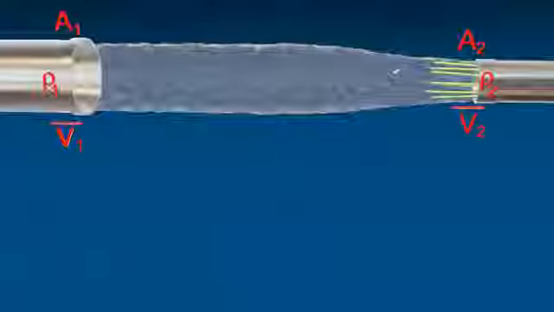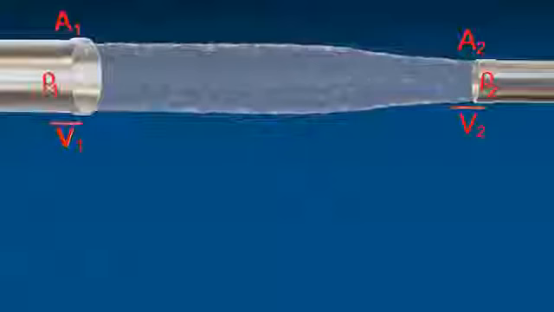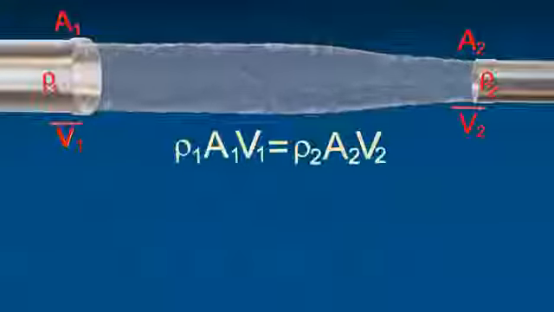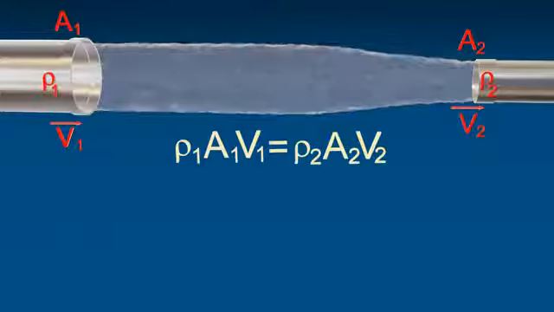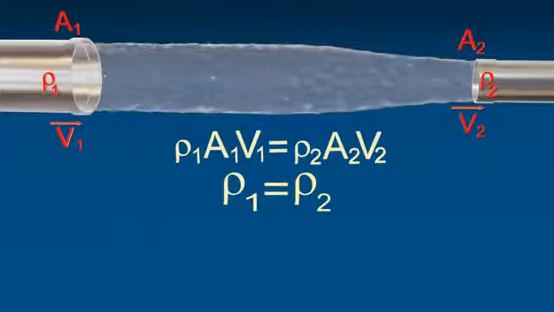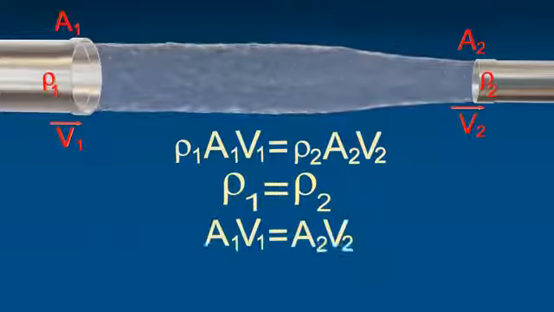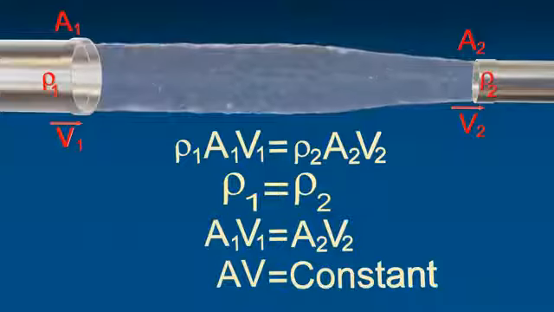Assuming there is no loss of fluid in the tube, that is, for an ideal fluid, therefore, the two are equal, or AV equals constant. This is the equation of continuity.